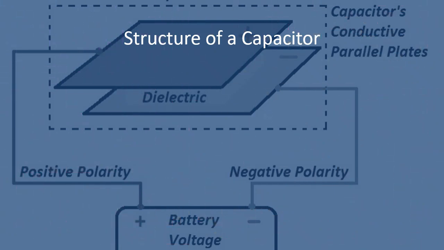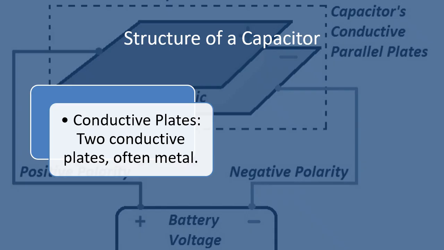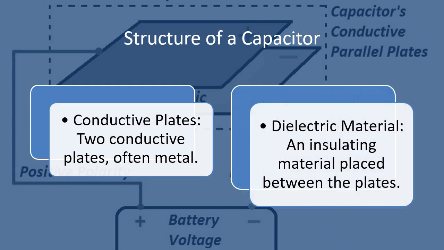Structure of a capacitor. A capacitor consists of two conductive plates, usually made of metal. These plates are separated by an insulating material called a dielectric. The dielectric prevents direct electrical contact while allowing the capacitor to store energy.